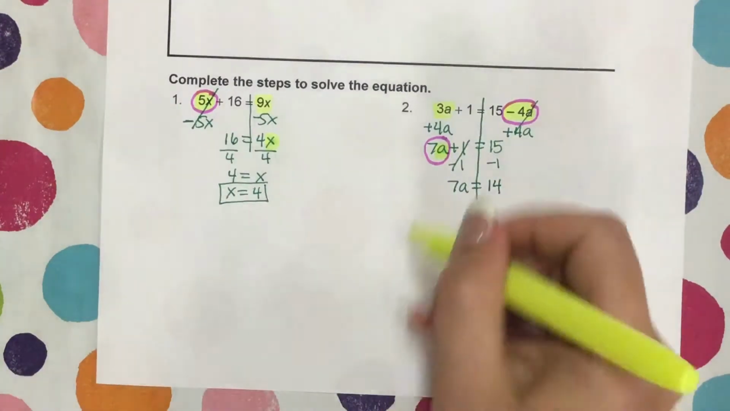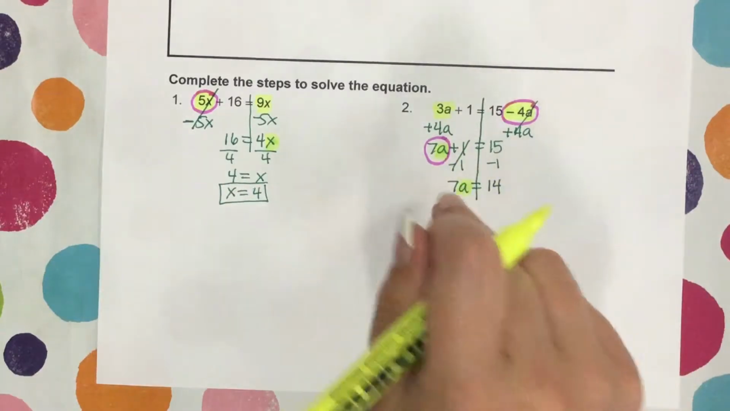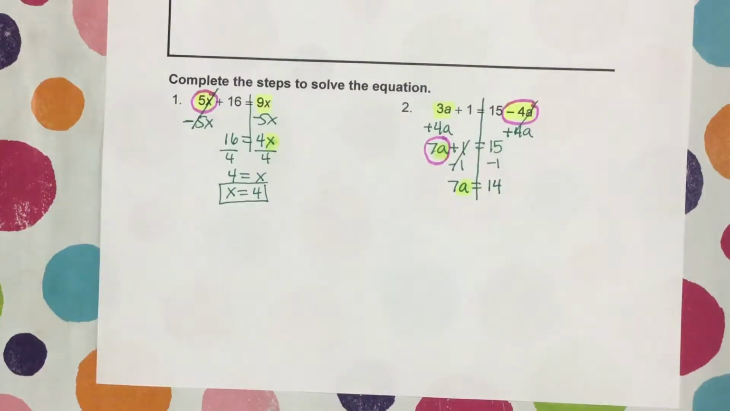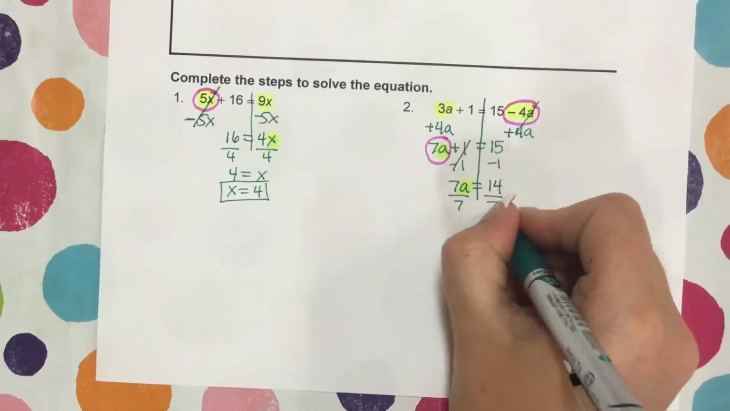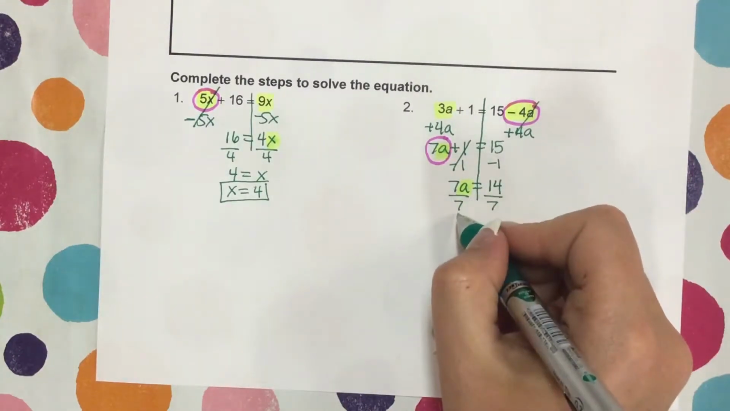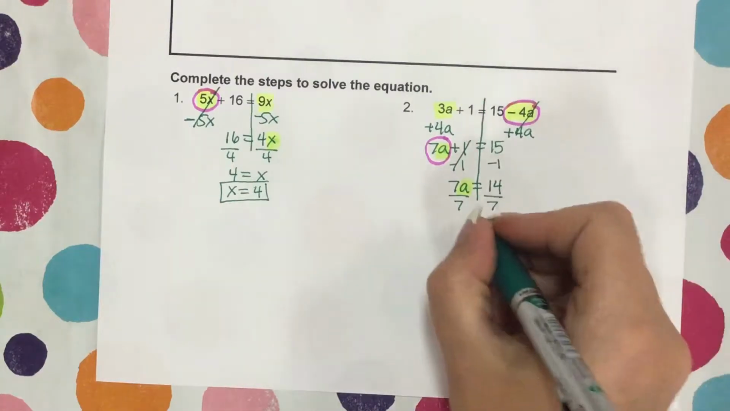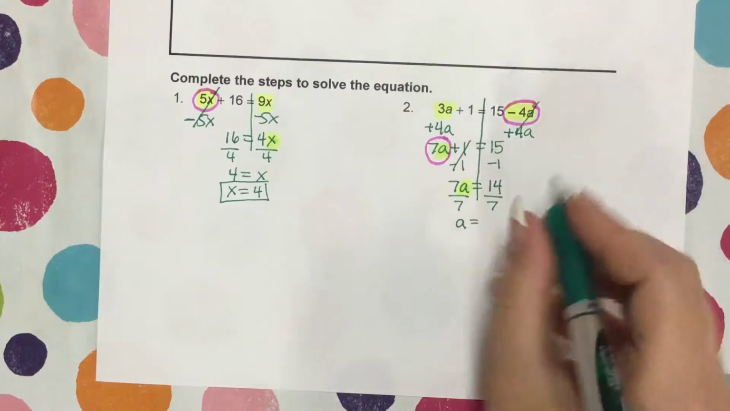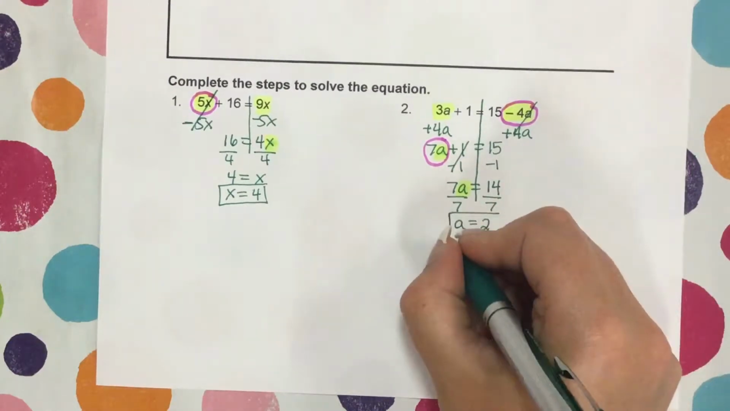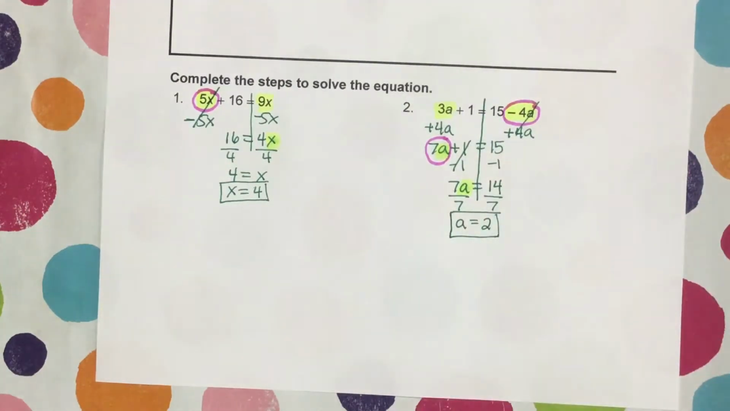Now we're trying to get a by itself. This is 7 times a. The inverse operation of multiplication is division, so we're going to divide both sides by 7. And 7 divided by 7 is 1. 1 times a is just a. So now a is by itself, which is what we want. And 14 divided by 7 is 2. So the answer to this one is a equals 2.